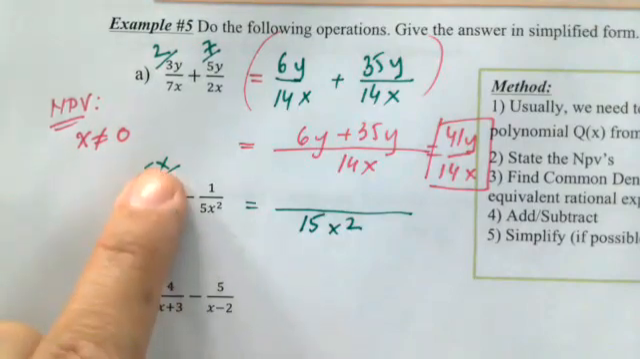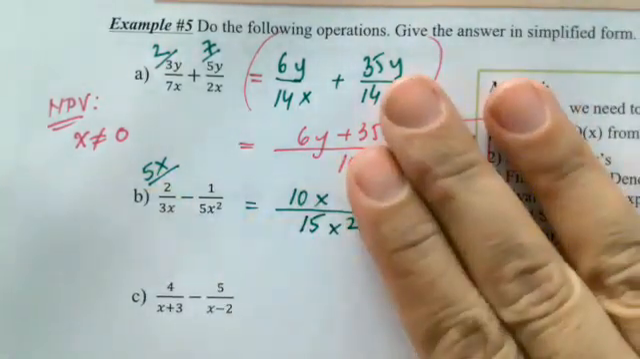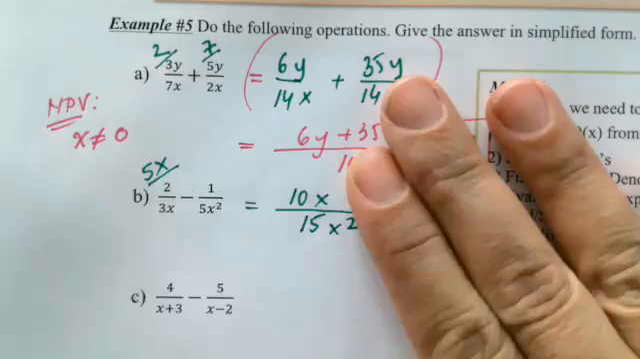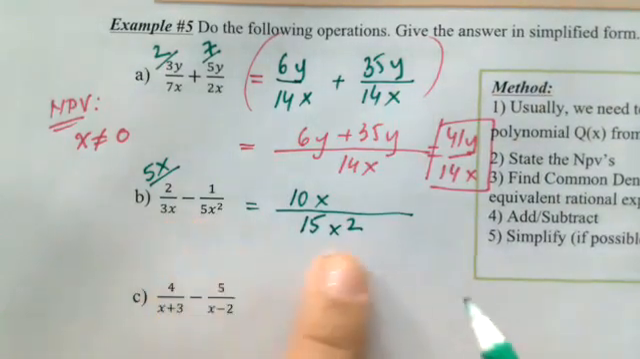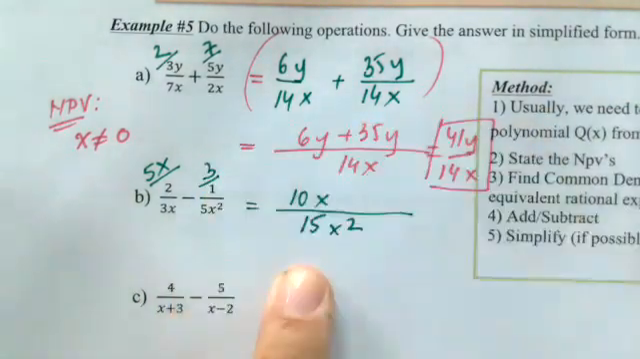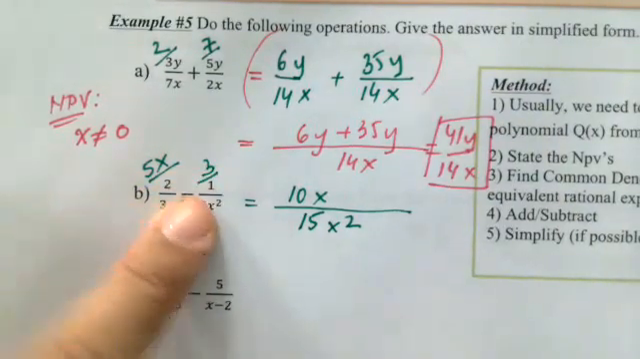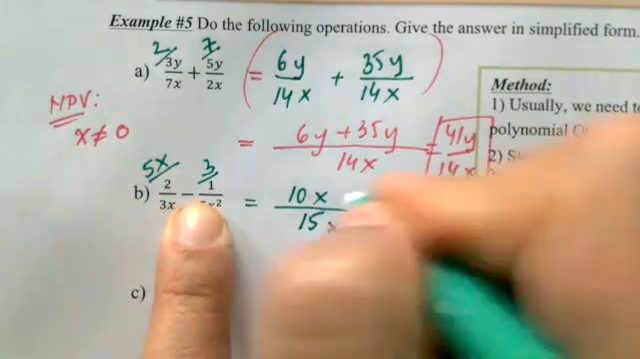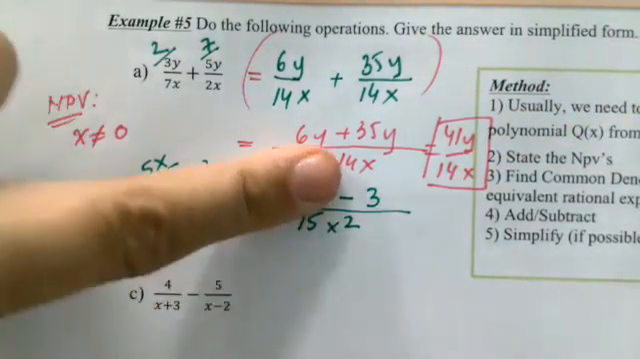So 2 times 5x is 10x. That's my first fraction, basically, right? And now we're going into the second one. From 5x squared to 15x squared is times by 3. So I times by 3 at the top too. And then I do the multiplication at the top. 3 times -1 is -3. And that's basically your second fraction.